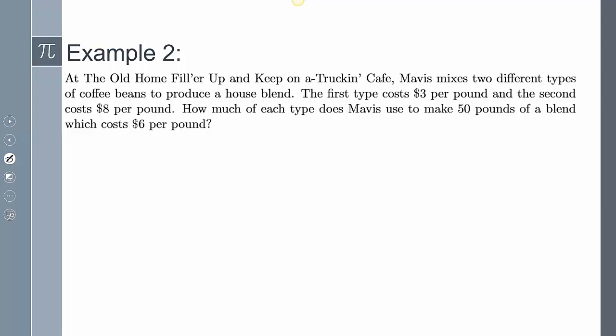All right, so we have 2 different types of coffee beans. We're going to say X is type 1, because we know the name of the coffee beans, and Y is going to be type 2.